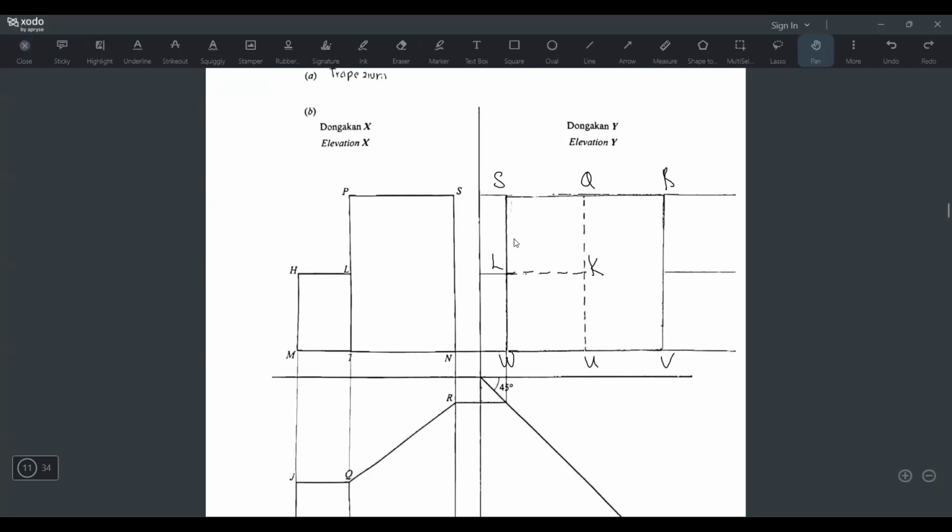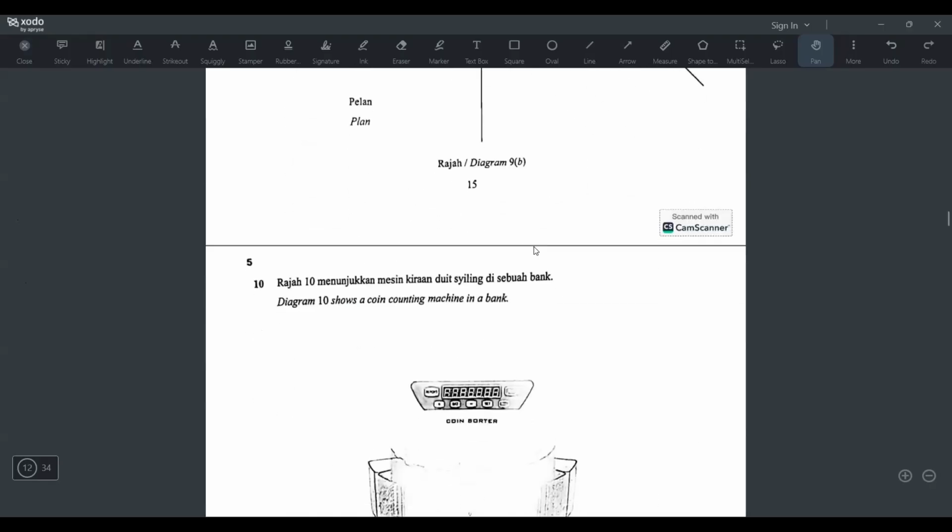And I want to mention again, make sure the length is exactly 3 cm, 3 cm, and it has to be the 90-degree one. Okay. So that's all.